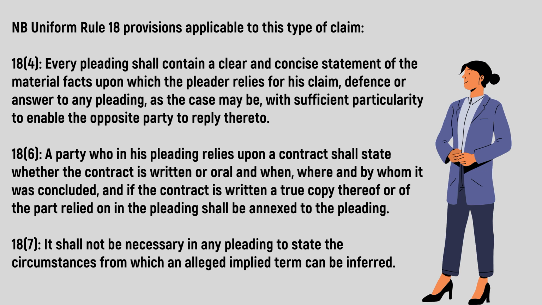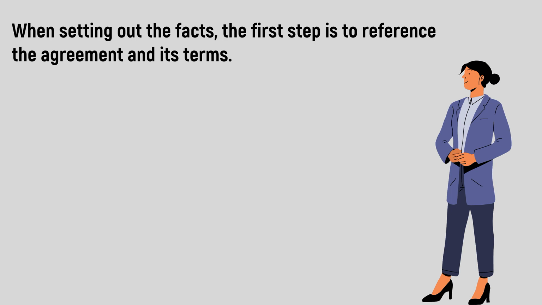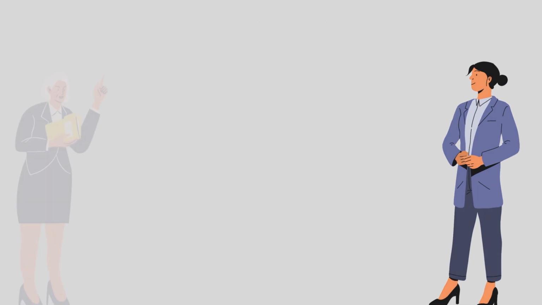18 Subsection 6. A party who in his pleading relies upon a contract shall state whether the contract is written or oral, and when, where, and by whom it was concluded, and if the contract is written, a true copy thereof, or the part relied on in the pleading, shall be annexed to the pleading. 18 Subsection 7. It shall not be necessary in any pleading to state the circumstances from which an alleged implied term can be inferred. When setting out the facts, the first step is to reference the agreement and its terms.